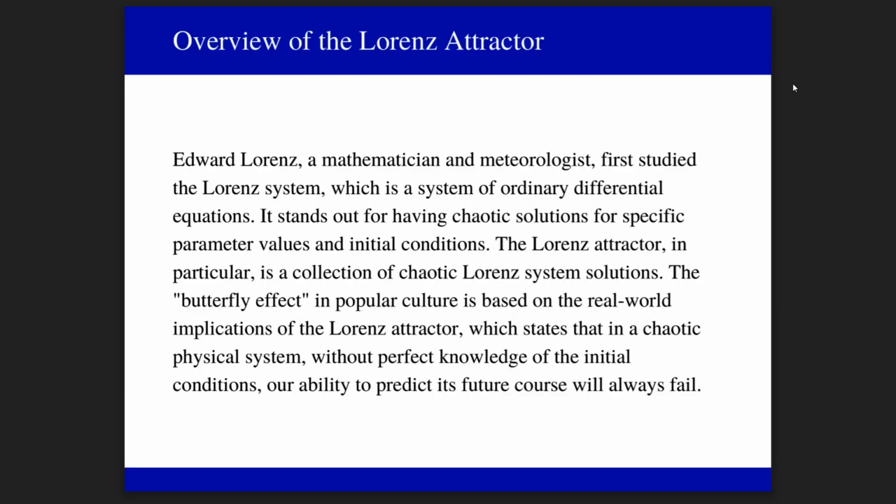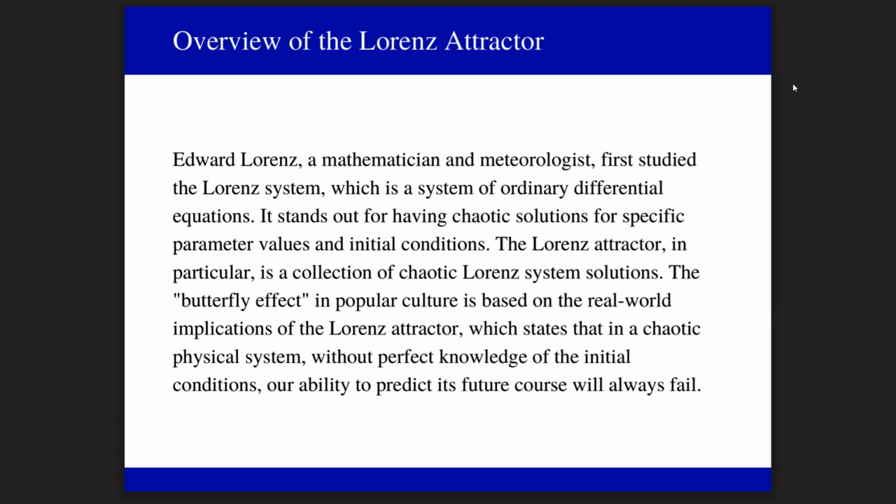So, overview of the Lorenz attractor. Edward Lorenz, a mathematician and meteorologist, first studied the Lorenz system, which is a system of ordinary differential equations. It stands out for having chaotic solutions for specific parameter values and initial conditions. The Lorenz attractor, in particular, is a collection of chaotic Lorenz system solutions.